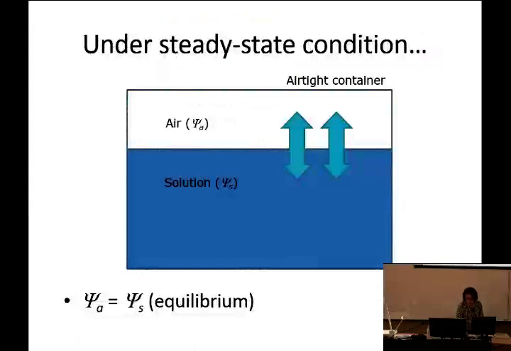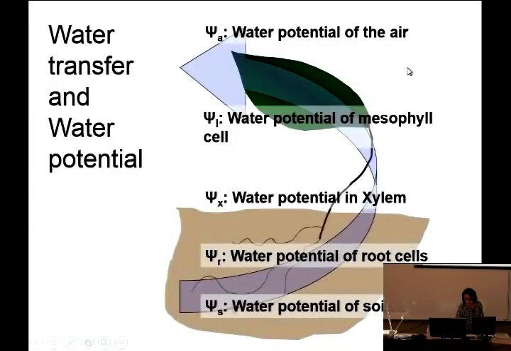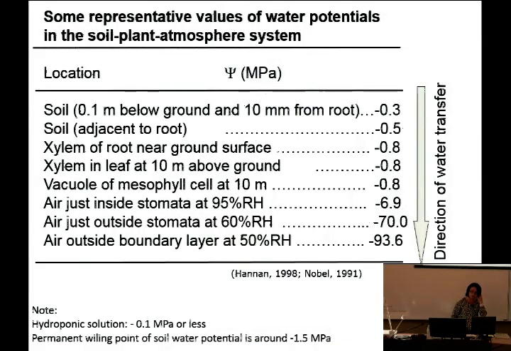Okay, equilibrium, right. Okay, so water potential in the air, water potential in the plant system, specifically in the leaf, mesophyll cell or xylem, and root cell, and water potential in the soil. This would explain the movement of water from the root zone through the roots, through the stem, through the leaf, to the air, right? So it's a continuum system. And if you look at the values, it makes sense. So this is actually the soil on the top, but anyway, the soil, 10 centimeters below ground, a little bit away from the roots, somebody measured that, and the water potential in the soil, well-watered, I think, is negative 0.3 megapascal in this example.